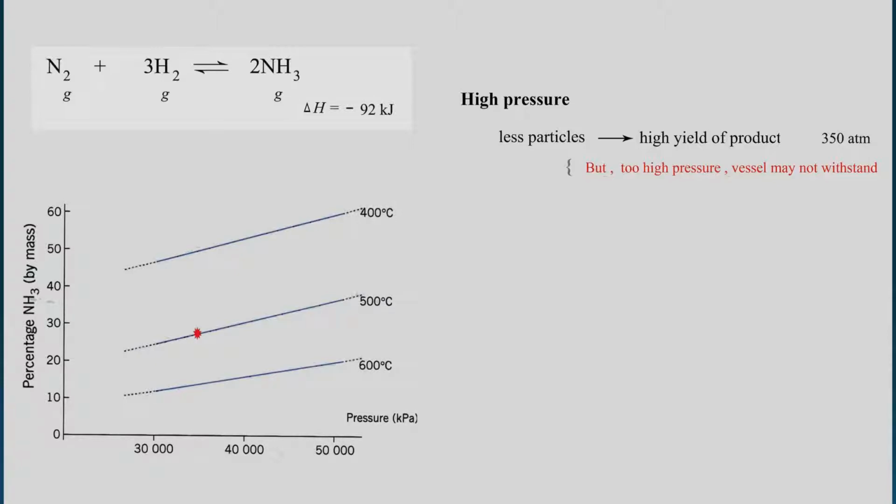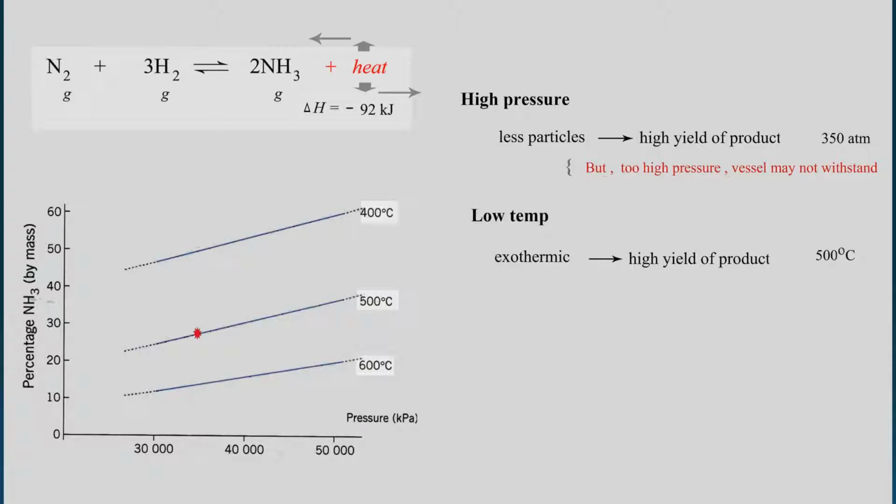Now let's look at the temperature. Low temperature, because it is exothermic. In order to give you a higher yield of product, you need to lower the temperature because this is an exothermic reaction. If you look at this graph, you will see if you use 600 degrees, high temperature, it only gives you about 10 to 20% product. It's very low. At 500 degrees, it gives you about 30%. If you lower the temperature, which needs even less energy, at 400 degrees, it can give you almost 50% product. So why not? Less energy and more product.